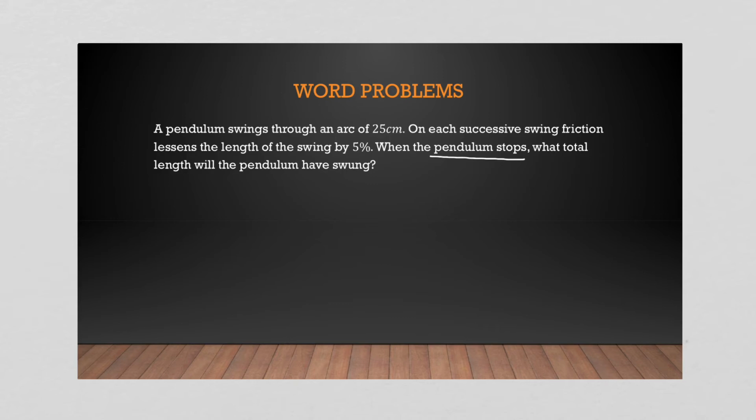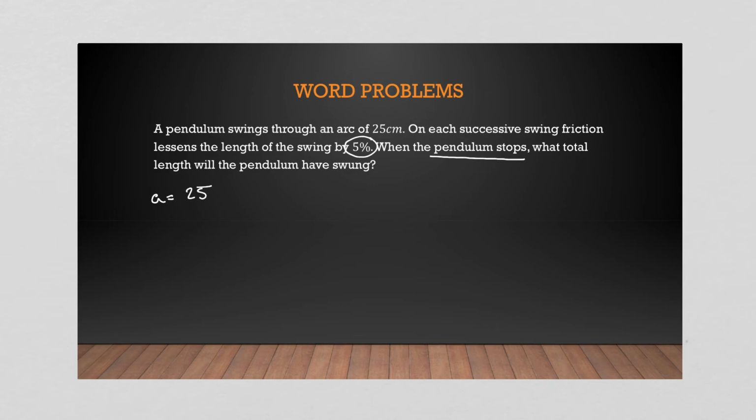Because if it lessens its swing by 5%, there's no way you'll ever get to 0 because you can keep taking 5% of a smaller and smaller number. So eventually we say, okay, it stopped, it's at 0. It converges at 0. So what information do we have? Well, we know the length of our swing is 25 centimeters. That's our first swing. And now R, though, is 5%.